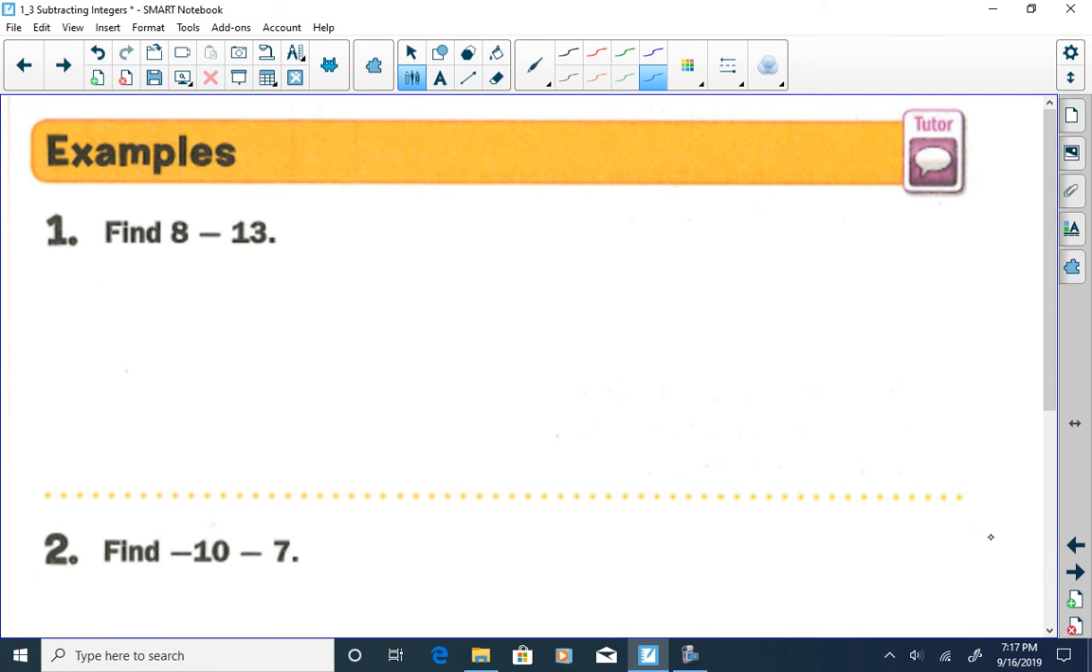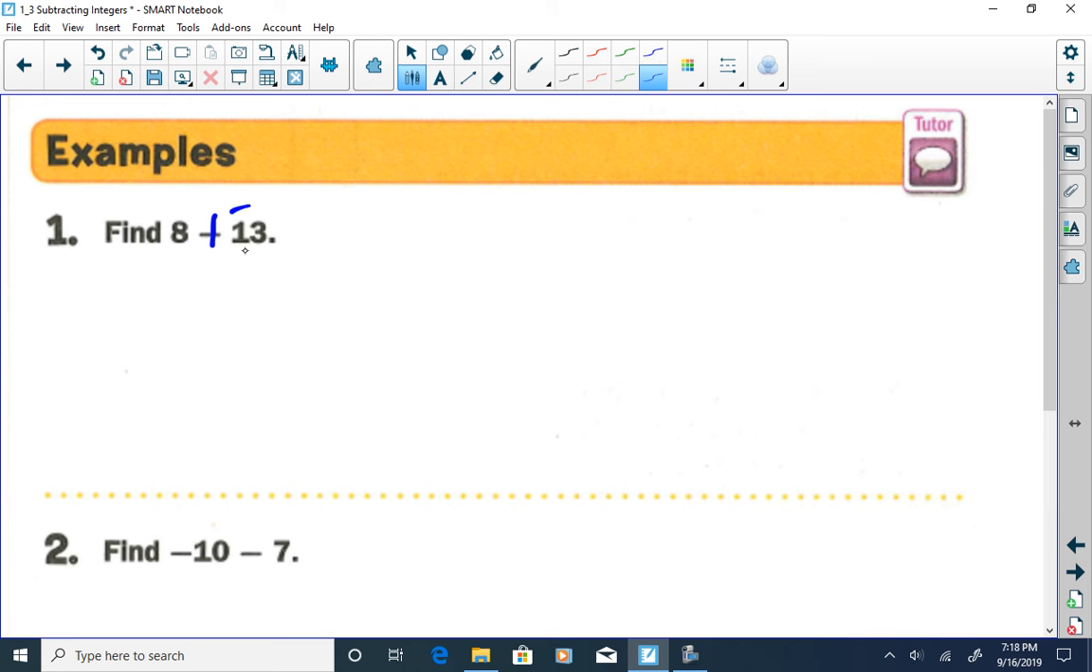All right, let's take a look at some more examples. I have 8 minus 13. I want to use the additive inverse. So I want to add the opposite here and change the subtraction problem to an addition problem. Change the subtraction sign to an addition sign. Change the sign of the number that follows to its opposite. Now I have 8 and negative 13.